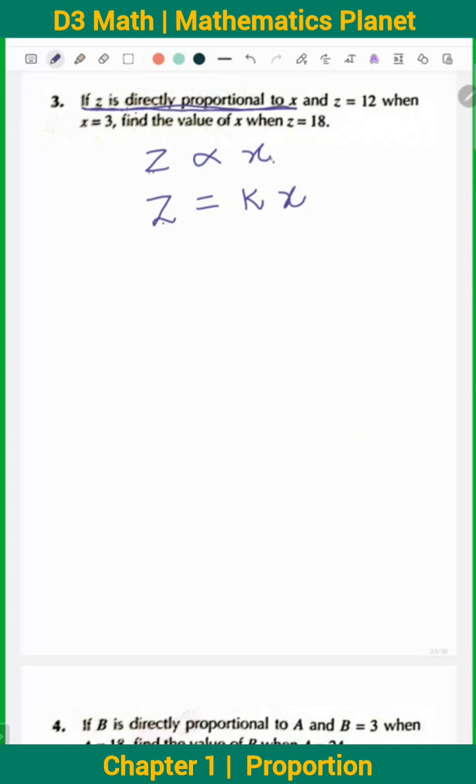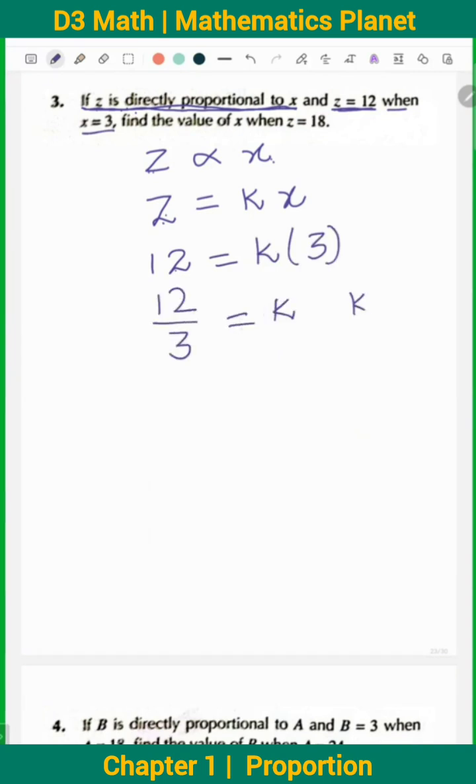Next line: z is equal to 12 when x is equal to 3. Now they are saying z is equal to 12, so in place of z we can substitute 12, and in place of x you can substitute 3. So what will you get? 12 by 3, which is equal to k, and k is equal to 4.